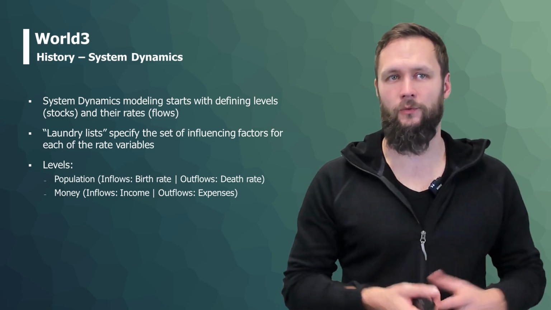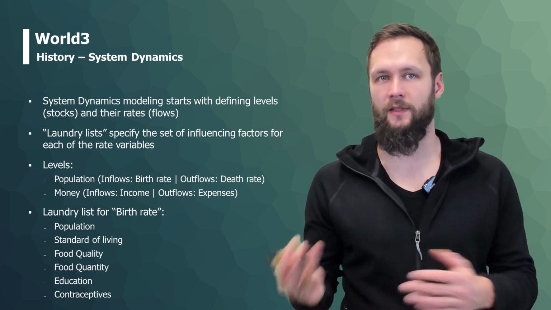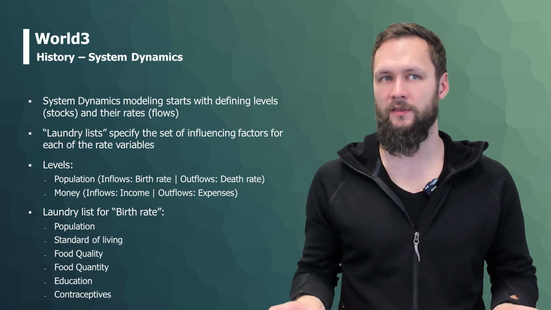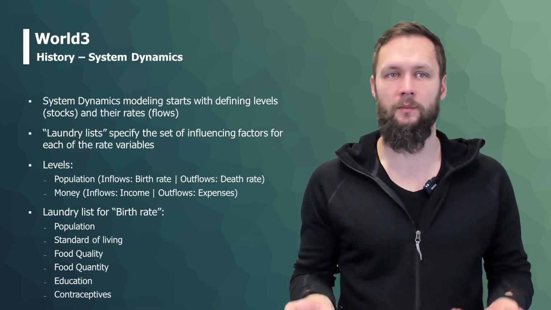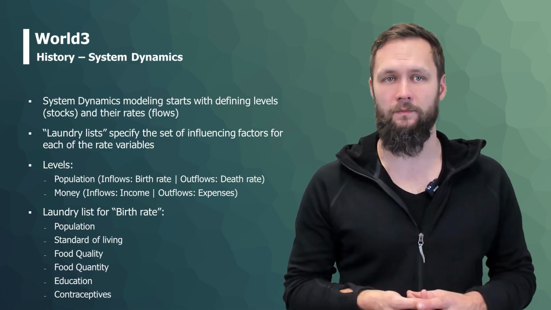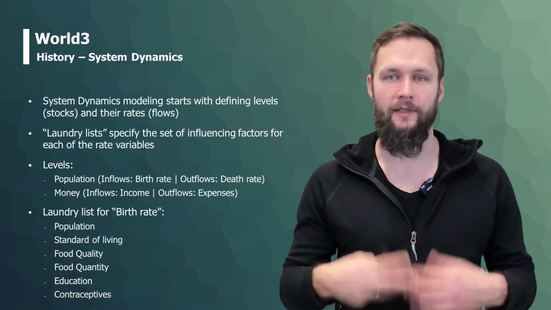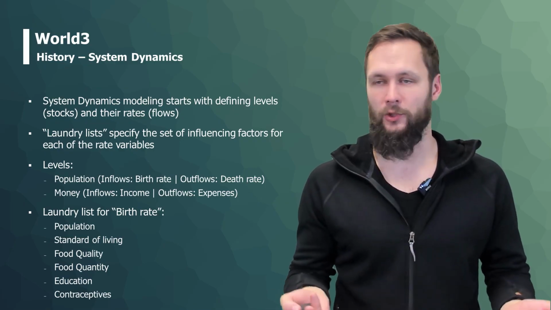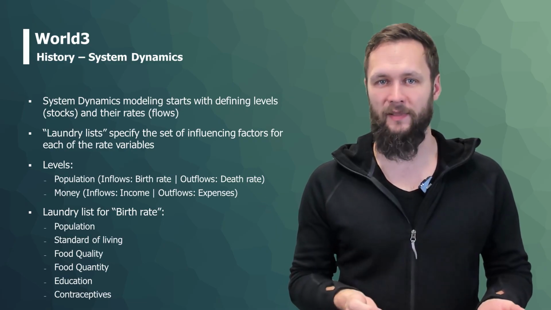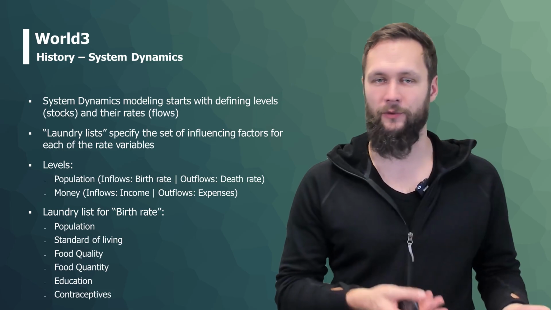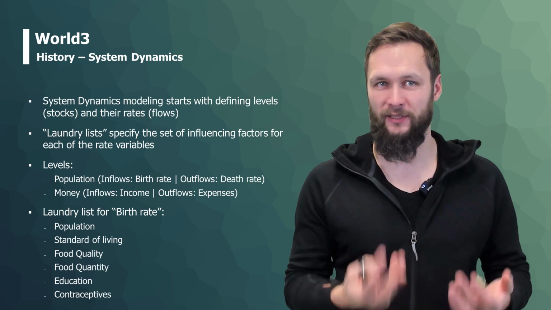As an example for the laundry list, we can have a look at the birth rate. The laundry list specifies a set of influencing factors for each of these variables, and what influences the birth rate? It's the population itself, but it's also, for example, the standard of living. If you are living a super comfortable life and you have everything you need and even more, then you tend to get more children. If you struggle to survive and don't know where you will sleep at the end of the day and whether you will have enough food for your family or not, then you tend, at least on a rational level, to have fewer children.